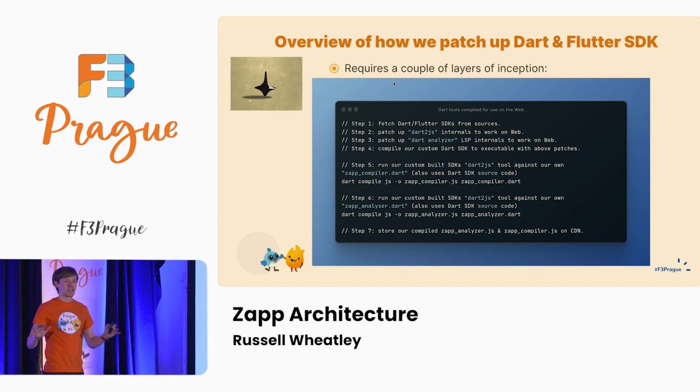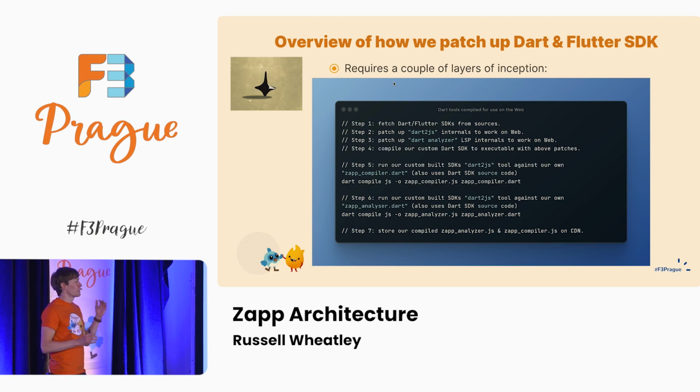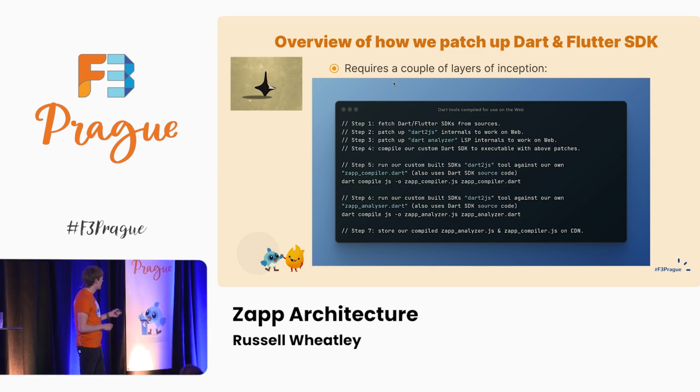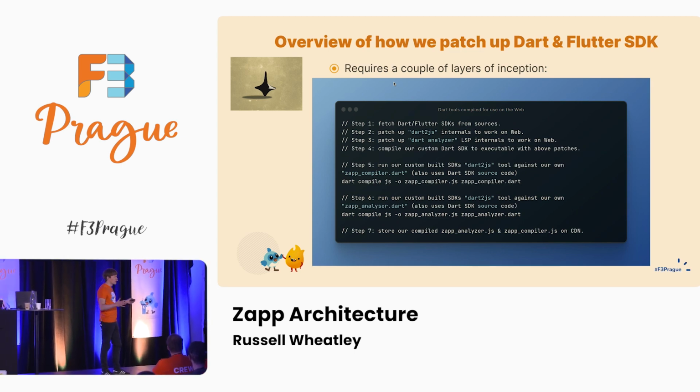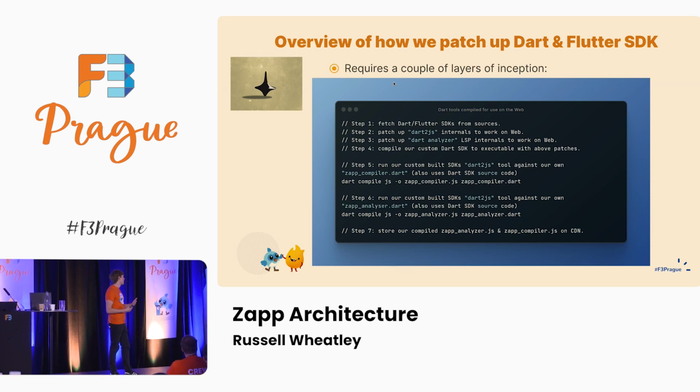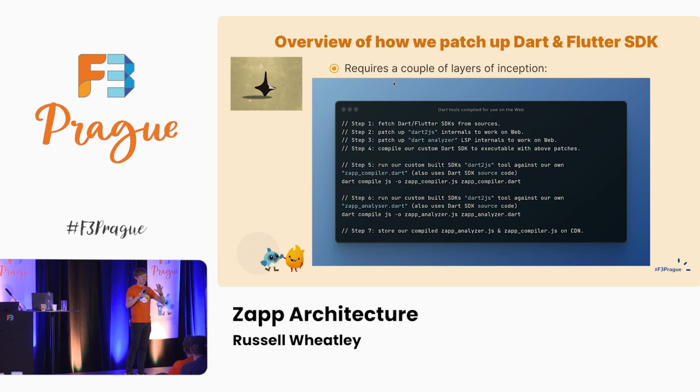So you're going to have to forgive me a little bit because it is a few layers of inception. I may say compile more than I need to, but we'll get there. The first step is to pull the Dart and Flutter SDKs from the sources before they've been built. And then we grab the dart2js tool and we make it compatible with the web. And that's the same with some of the language server protocol internals for the Dart analyzer. And then once we've done that to the Dart SDK, we compile it, and then we build an executable. And we're going to call that, from here on in, the custom Dart SDK.